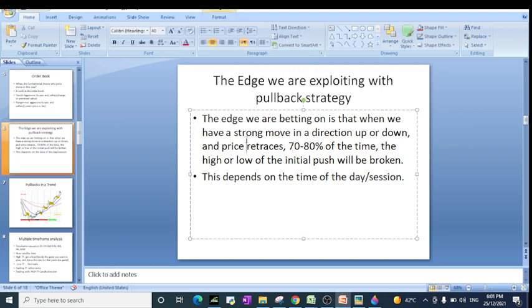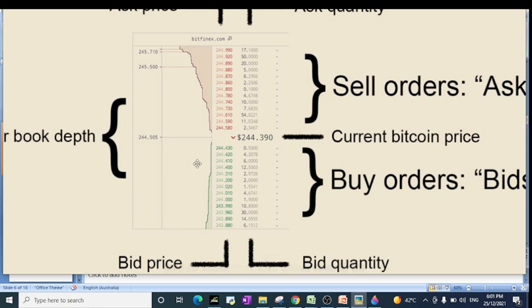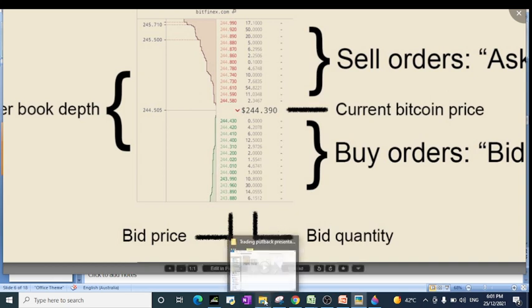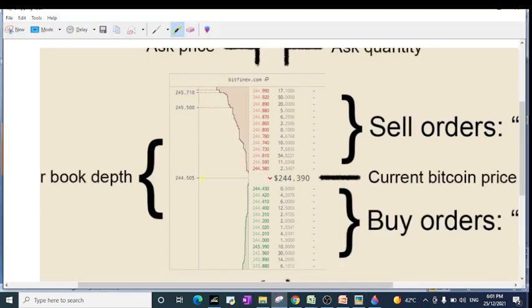So the edge we are trying to exploit when we trade a pullback strategy. What is the edge? Why should this strategy work? Why does it work? Basically, the strategy works because of what happens when you get a huge candle, a big candle that is outside of normal. Let's say it has a wick here to the top. This is a bullish candle.